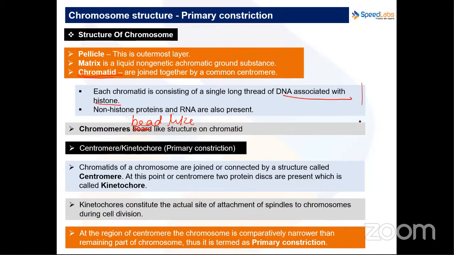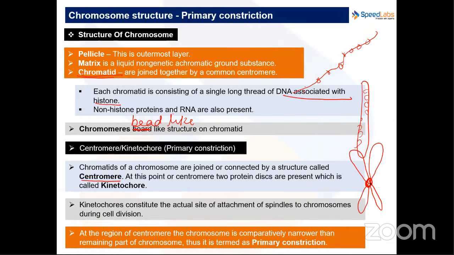If you have a chromosome like this, there are bead-like structures on the chromosome. These are chromomeres. Imagine this as a chromosome before the interphase; you will have bead-like structures. Sister chromatids are connected. Now after the S phase, the chromosome duplicates.